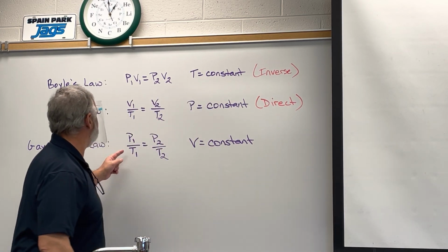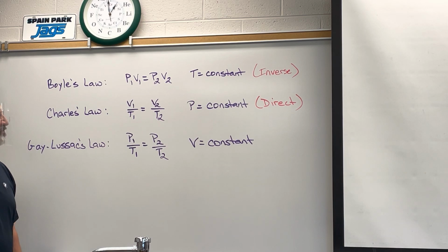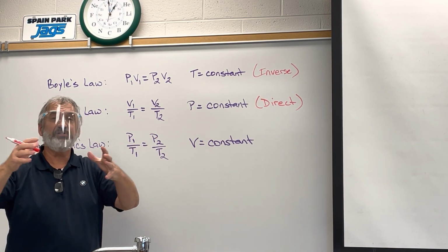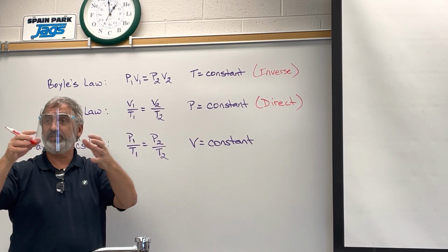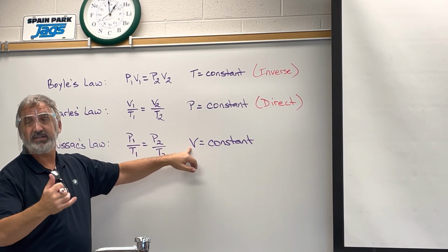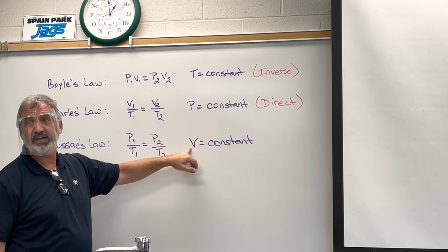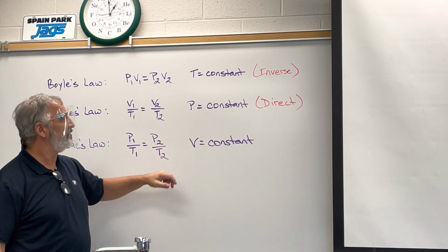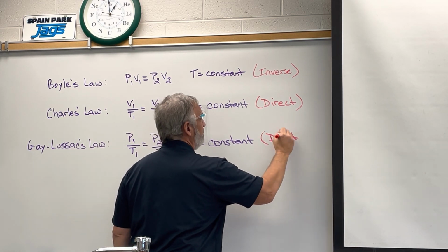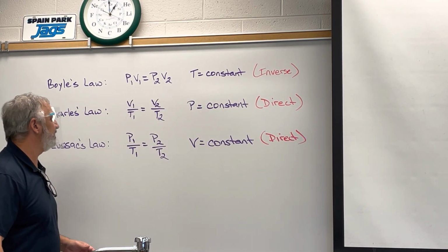And then pressure and temperature, keeping the volume constant. Now, pressure constant is like a balloon, where the balloon's allowed to expand to keep the pressure the same on the inside. A volume is constant like a aerosol can that can't expand. So this also is a direct proportion.